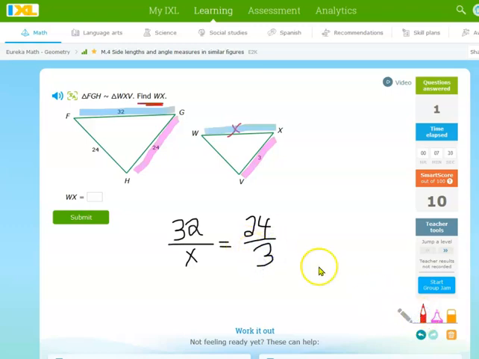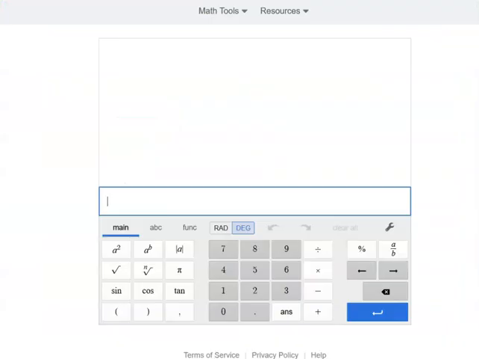Okay, the way we solve this, we have a kind of a shortcut for solving equations like this. We're going to take the two numbers that are across from each other. So not the X and the 24, because X isn't a number that I can multiply with. I don't know what X is yet. We're going to do these two, 32 and 3. We're going to multiply them together, and then we're going to divide by the number that is across from the X. Okay, so 32 times 3 divided by 24.